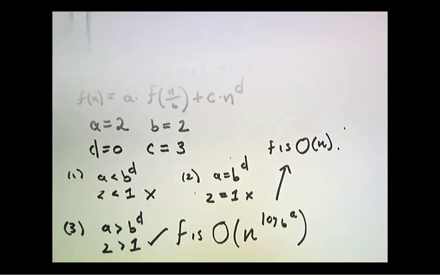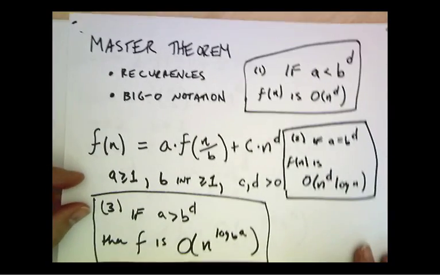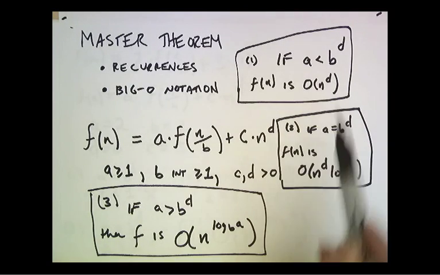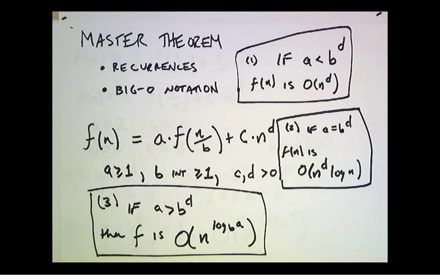Let me just go back to the Master Theorem and remind you what it says, in case you want to write this down or pause. It says if you have a recurrence of this form, you check which case you're in, and you output whatever your big O estimate is of f.